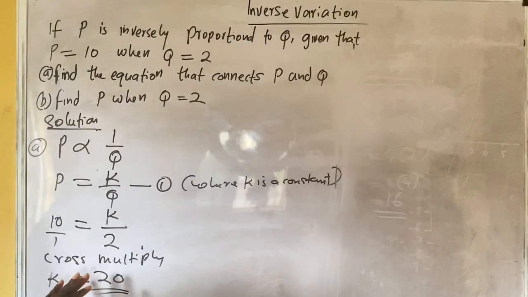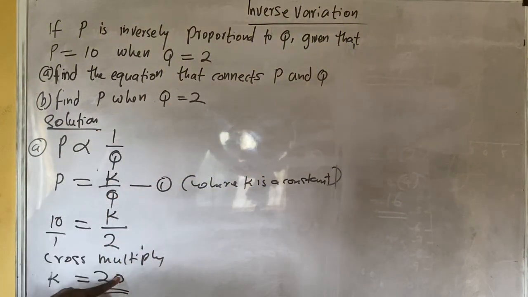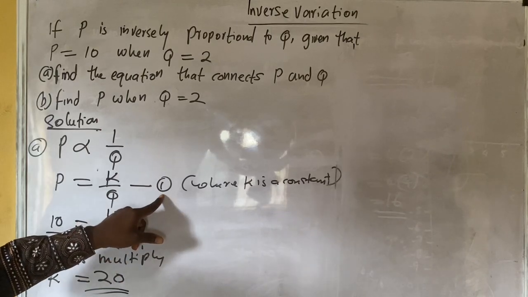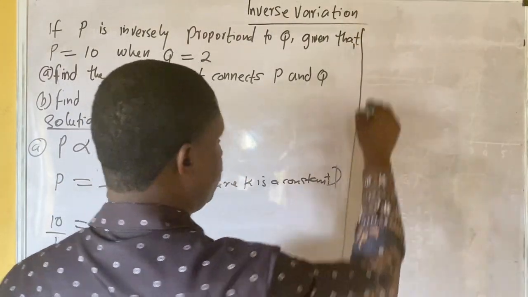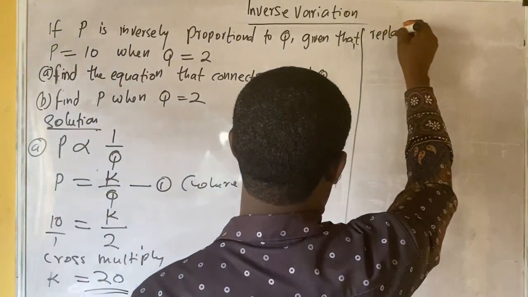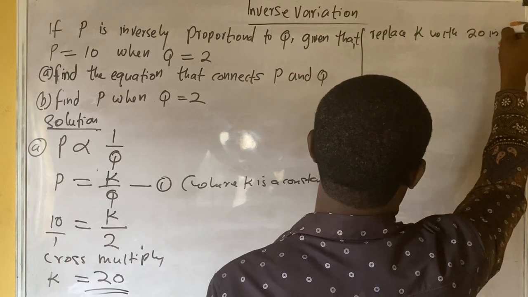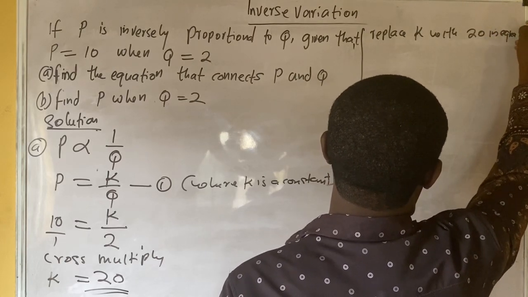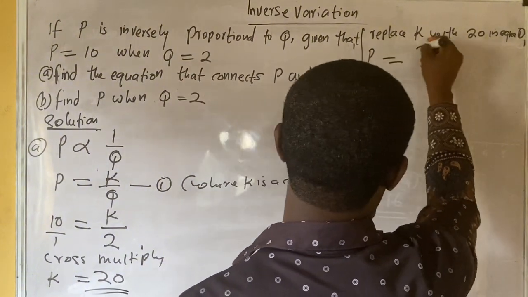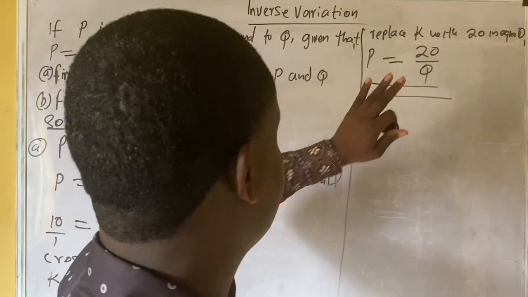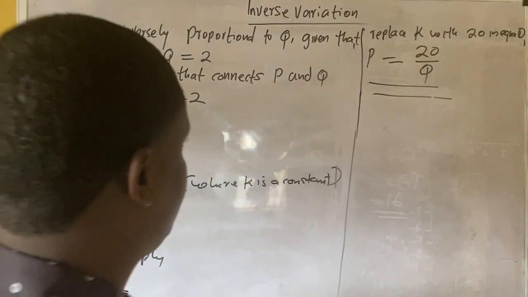So our K is equal to 20. For us to find the formula connecting P and Q, we need to replace K with 20 in equation 1. Okay, so let's do that. We replace K with 20 in equation 1. Okay, so if we do that, we're going to have P is equal to 20 over Q. So this is the equation connecting P and Q.